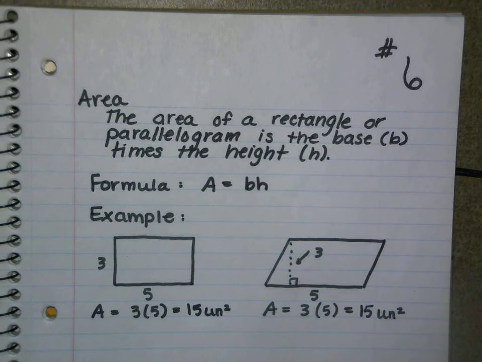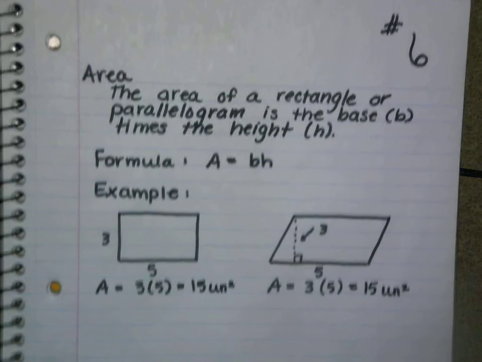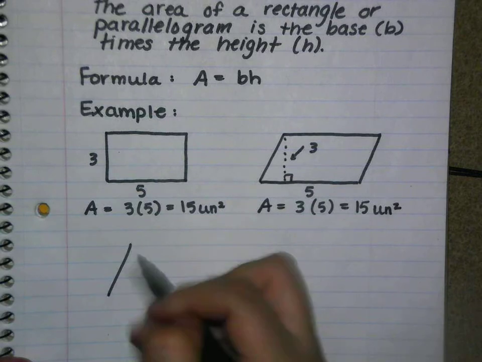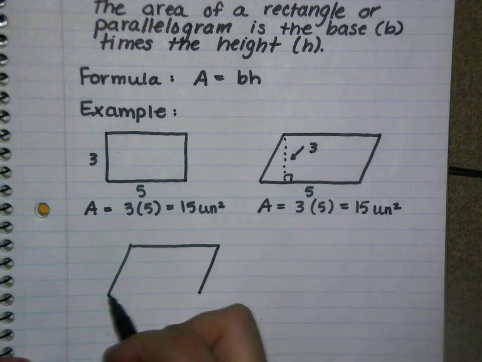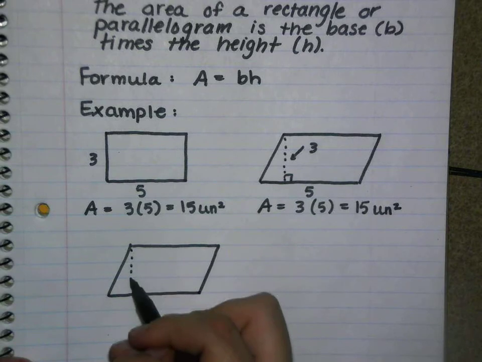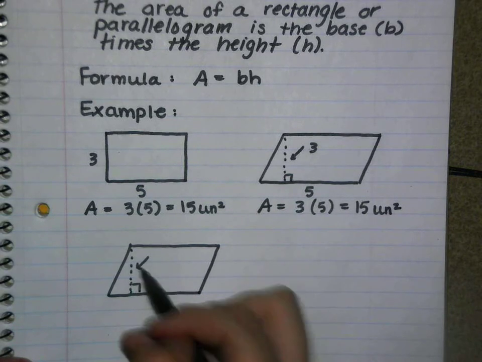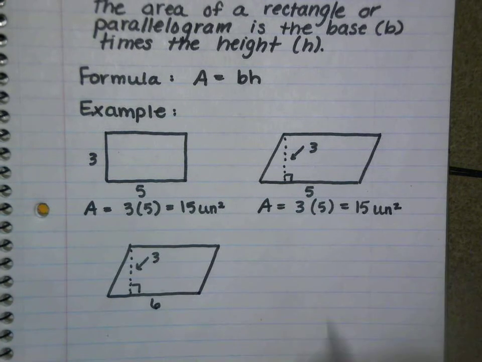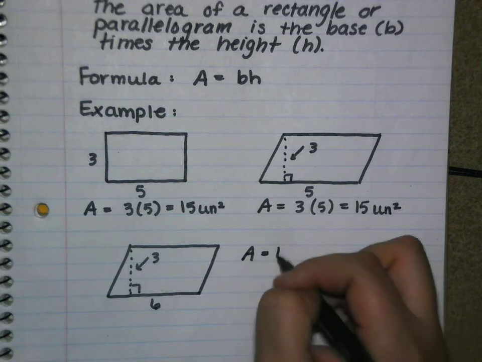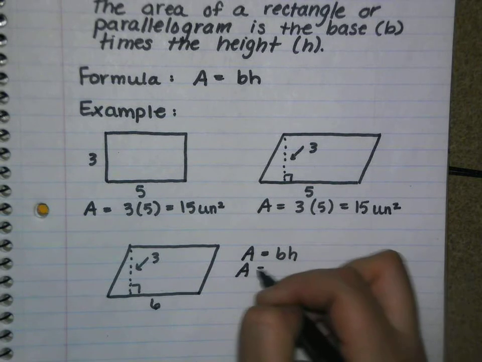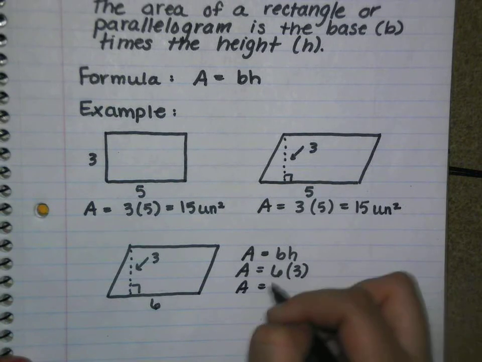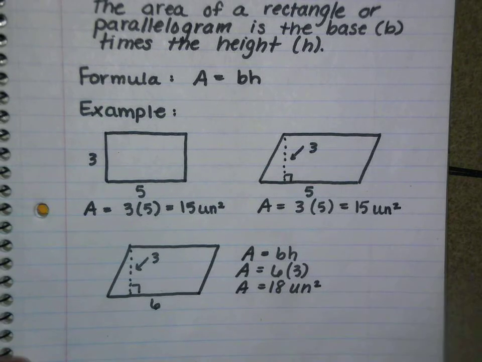Okay, so let's do another example. We're going to use a parallelogram this time, something that you might see in your homework. So here is a parallelogram, another one very similar to what you may see. There's a perpendicular drop down to the base, making this the height, which is 3, and this base is going to be 6. So the area is equal to the base times the height. The area is equal to the base, which is 6, times the height, which is 3, and that means the area is equal to 18, and remember we're going to use units squared. So if it's centimeters, it would be centimeters squared.